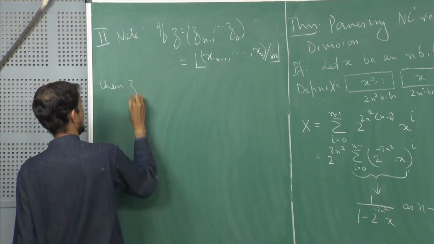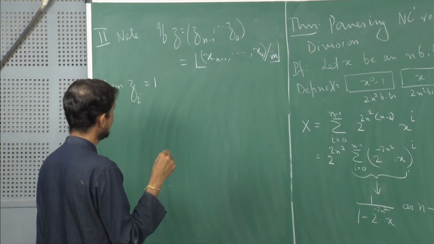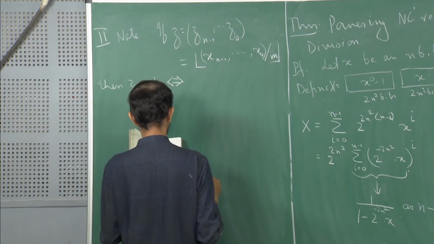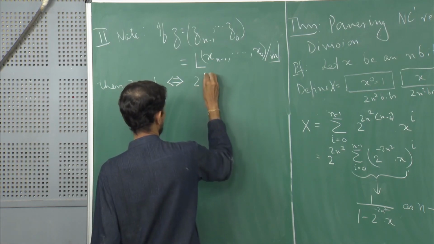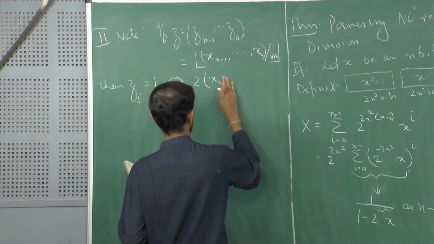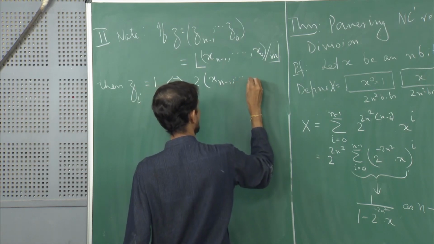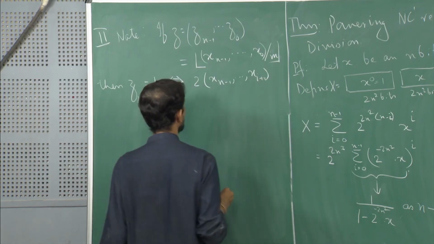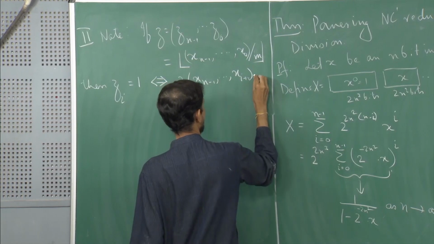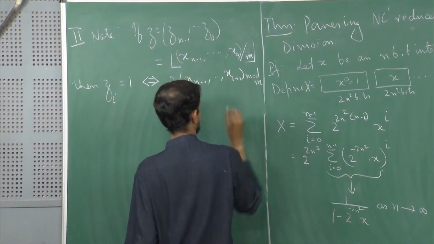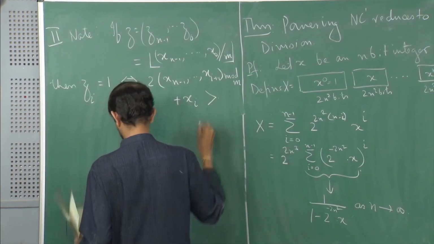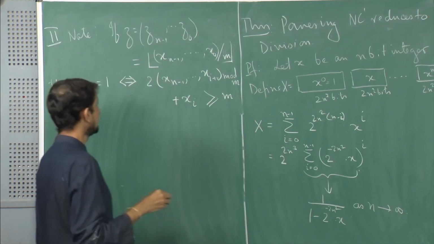Then the ith bit of z is equal to 1 if and only if twice of x_{n-1} up to x_{i+1} mod m plus x_i is greater than or equal to m. Okay.